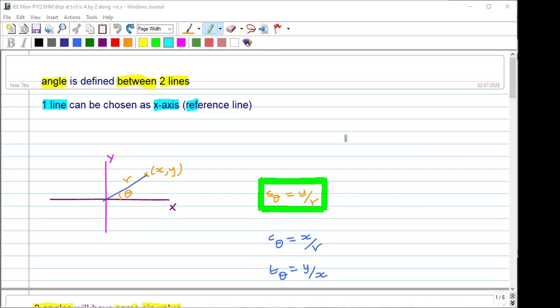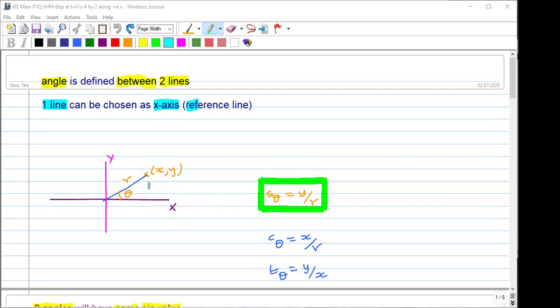In this video, I will discuss a JEE Main PYQ from the topic Simple Harmonic Motion. First, I will discuss some basics. Angle is defined between two lines, and one of the lines I can choose as the reference line, which is usually the x-axis. For example, this angle theta is defined between the reference line, which is the x-axis, and the arbitrary line. So once this angle is defined, I can define sine theta, cos theta, and tan theta.